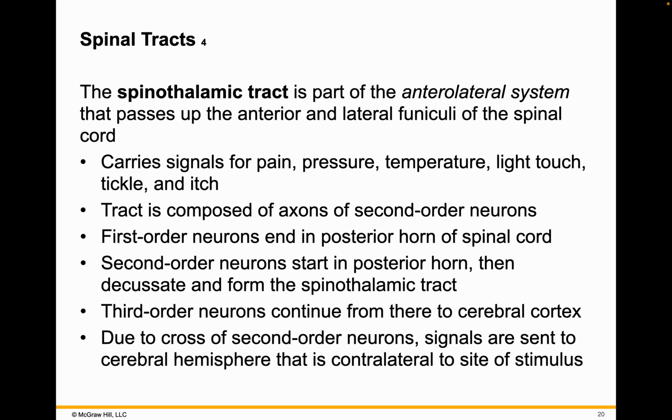The spinothalamic tract is part of the anterolateral system that passes up the anterior and lateral funiculi of the spinal cord, carrying signals for pain, pressure, temperature, light touch, tickle, and itch. The tract is composed of axons of second-order neurons. The first-order neurons end in the posterior horn of the spinal cord. Second-order neurons start in the posterior horn, then decussate and form the spinothalamic tract. The third-order neurons continue from there to the cerebral cortex. Due to the crossing of the second-order neurons, signals are sent to the cerebral hemisphere that is contralateral to the site of stimulus.